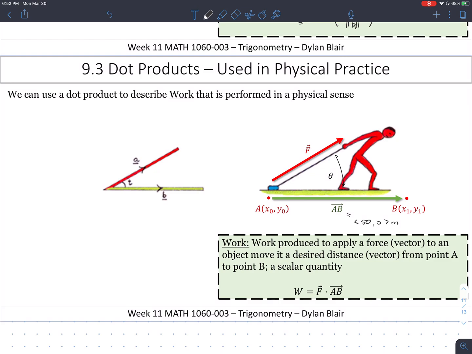Okay, but what defines work? And this is just an example. What defines work is applying a force vector to an object to move it a desired distance vector from point A to point B, and this produces a scalar quantity. So work is just the force vector dotted with our AB vector, okay? And that is it for chapter 9 and everything that we are covering on vectors.